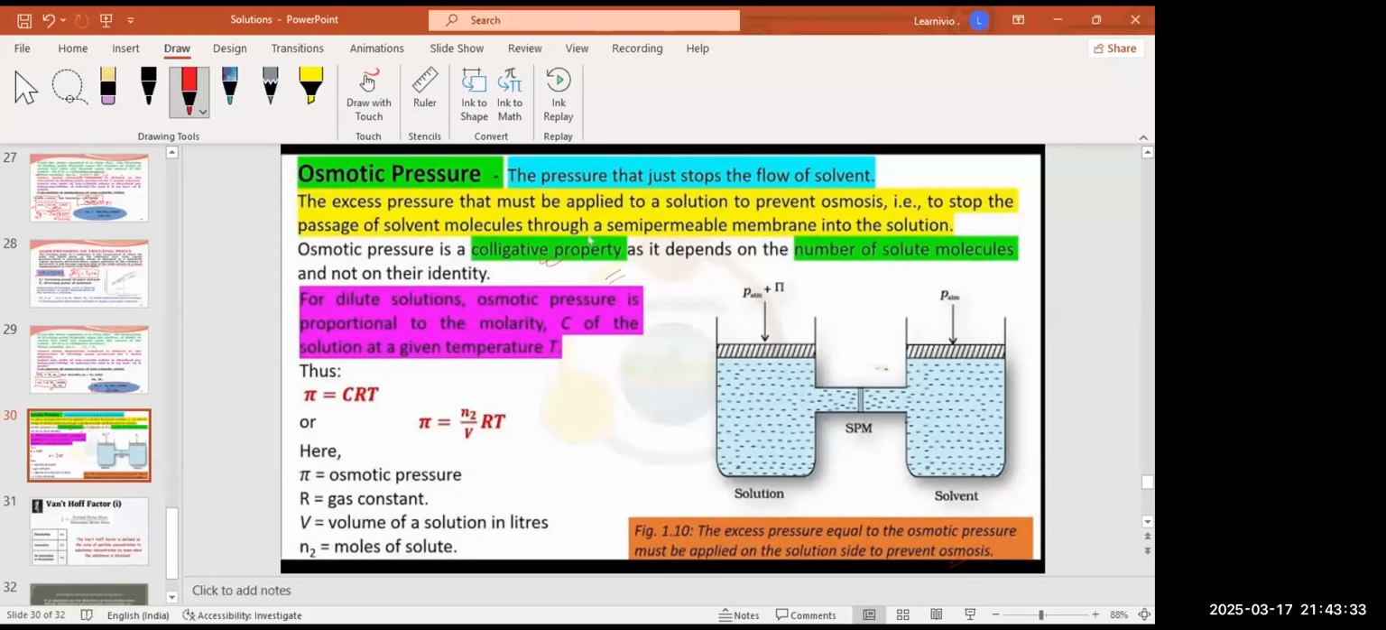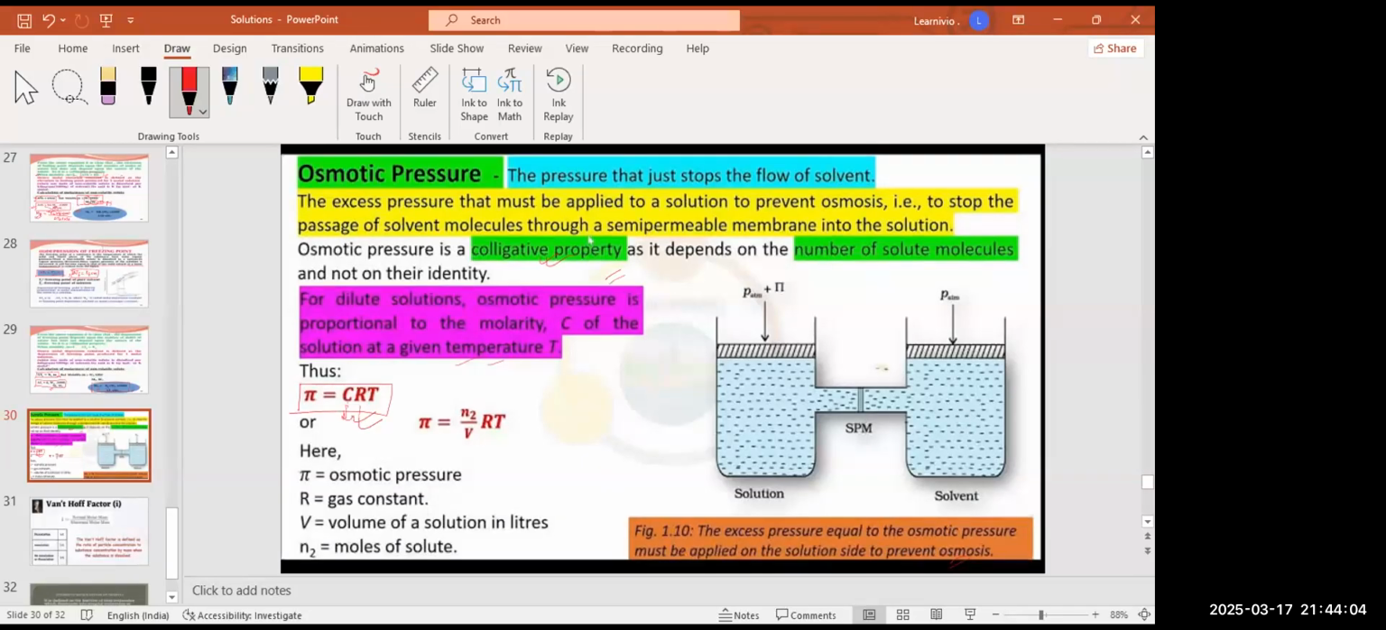Let's see, for dilute solutions, osmotic pressure is proportional to the molarity C of the solution at a given temperature. So what is osmotic pressure? Pi is osmotic pressure here, pi equals CRT. C is your molarity, concentration, R is your gas constant and T is your temperature, right? So pi equals CRT. Remember this formula, pi equals CRT.